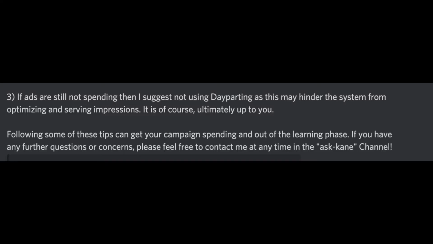The third thing that you should be looking at is day parting. If you've tried all of these steps so far and your ads are still not working, then make sure you're not day parting, as this may actually hinder the system from optimizing and serving impressions.